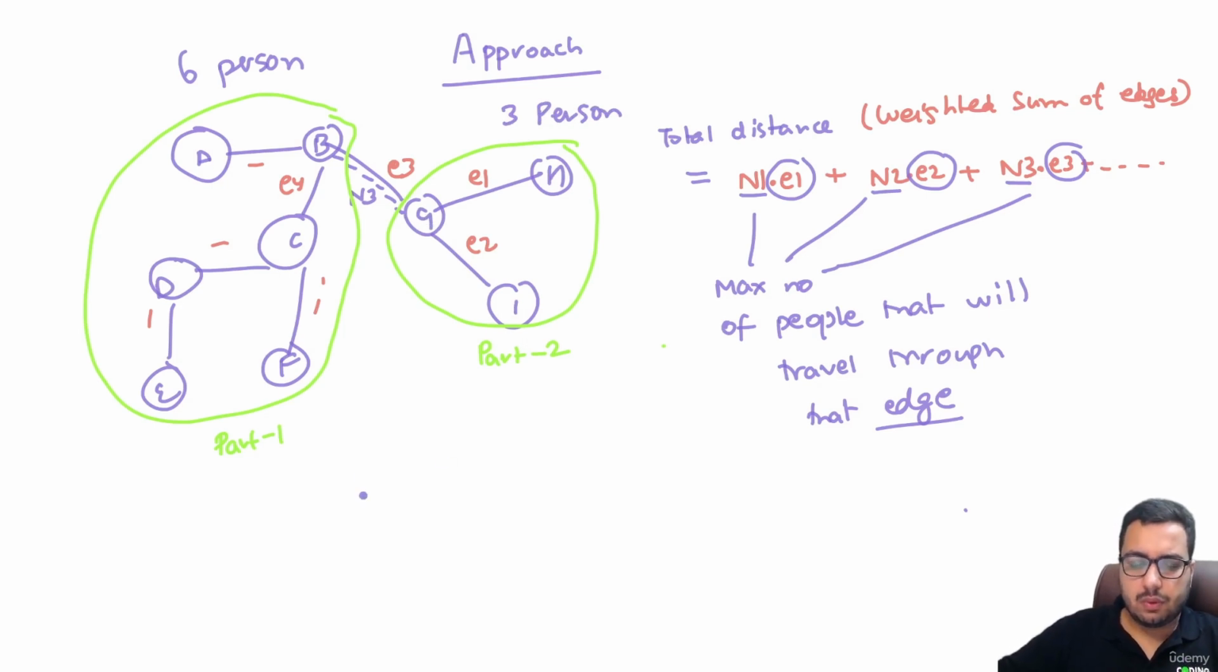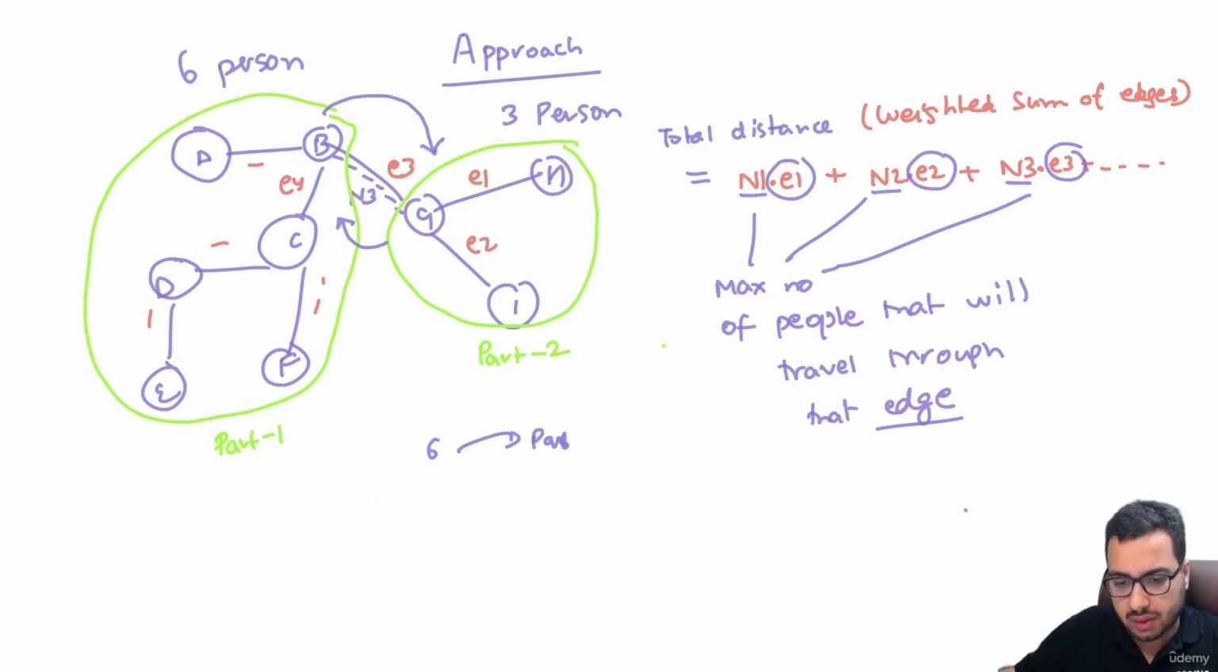Now what is going to happen? I want the maximum number of people to travel. If I want to maximize the use of this edge, I would send the maximum people from part 1 to part 2, and the maximum people from part 2 to part 1. Can I send all 6 people to part 2 from part 1?